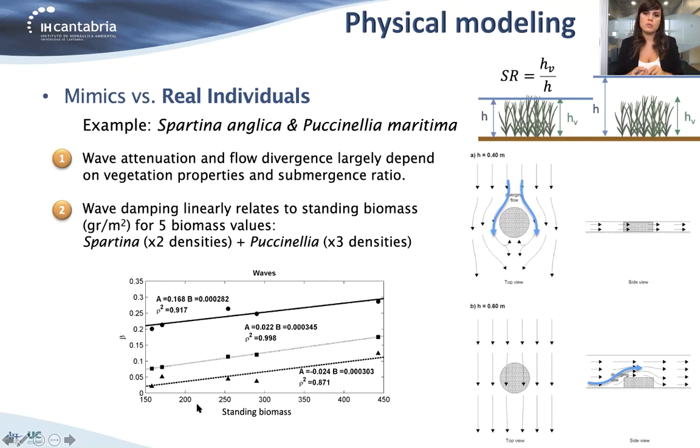The second main conclusion or aspect that we learned from these experiments was that the wave damping coefficient was found to linearly relate to the meadow standing biomass. The meadow standing biomass is defined as the dry weight per unit area. This was found considering 5 values of biomass resulting from 2 densities for Spartina and 3 for Puccinellia.